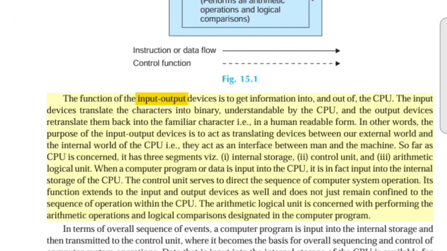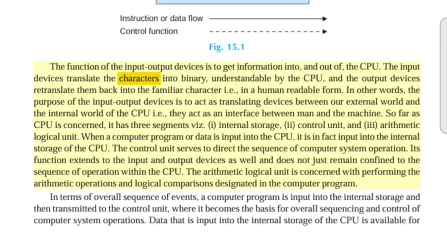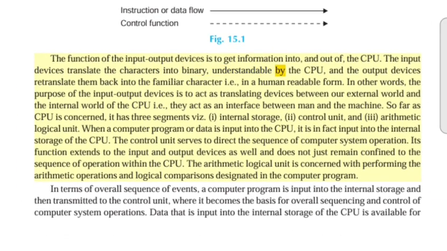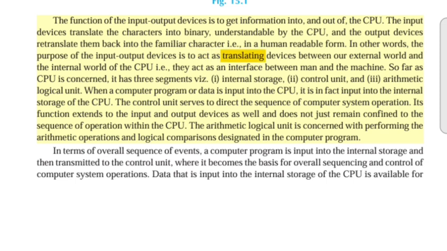The function of the input-output devices is to get information into, and out of, the CPU. The input devices translate the characters into binary, understandable by the CPU, and the output devices retranslate them back into the familiar character, i.e., in a human-readable form. In other words, the purpose of the input-output devices is to act as translating devices between our external world and the internal world of the CPU, i.e., they act as an interface between man and the machine.